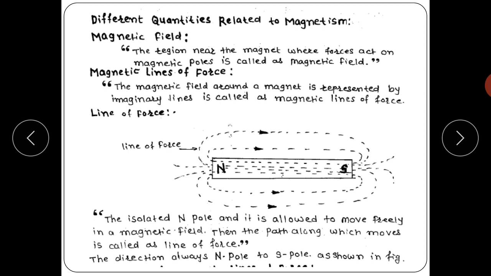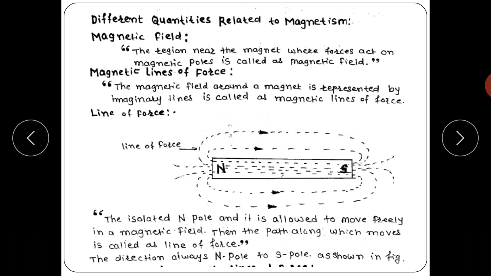Next, important definitions related to magnetism. What is meant by magnetic field? The region near the magnet where forces act on magnetic poles is called the magnetic field. Then magnetic lines of force. What are magnetic lines of force? The magnetic field around a magnet is represented by imaginary lines, called magnetic lines of force. These are imaginary lines, known as magnetic lines of force.